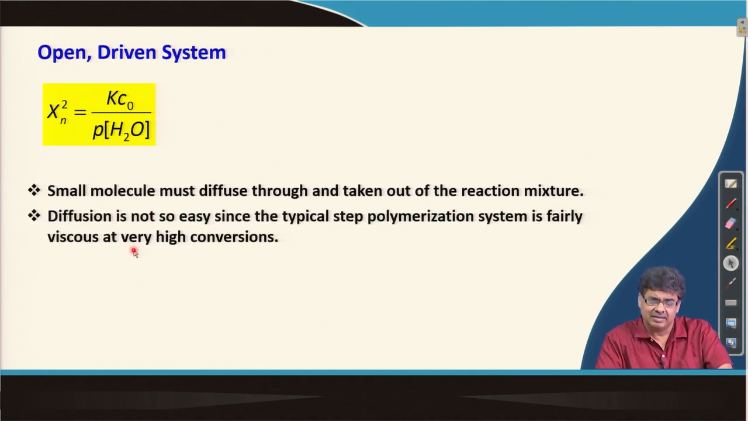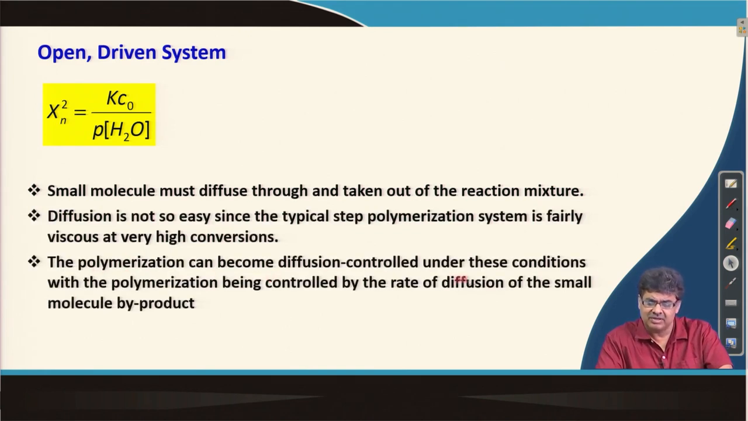And so the polymerization can become diffusion controlled under this condition, when the reaction mixture has very high viscosity, and that happens if I have a very high conversion. So the polymerization rate or the molecular weight can be controlled by the rate of diffusion of the small byproduct. That means in the very high conversion or very high molecular weight region, because of the high viscosity, the reaction can become a diffusion controlled reaction.